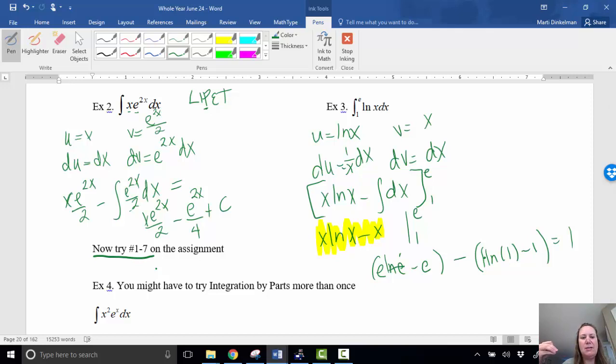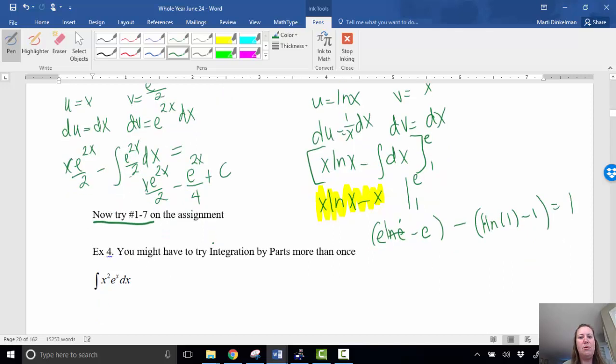We're going to talk about next what happens if we have to do integration by parts, perhaps more than once. So that's what the next example is about. So again, try to pause, do 1 through 7, make sure you're confident with those before you keep going here and do example 4.